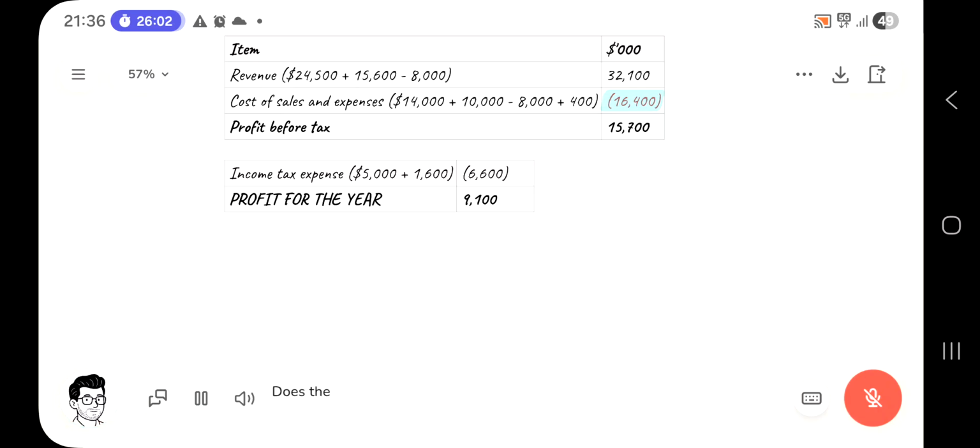Does the flow of this table make sense before we move on to how we split that 9,100 profit?